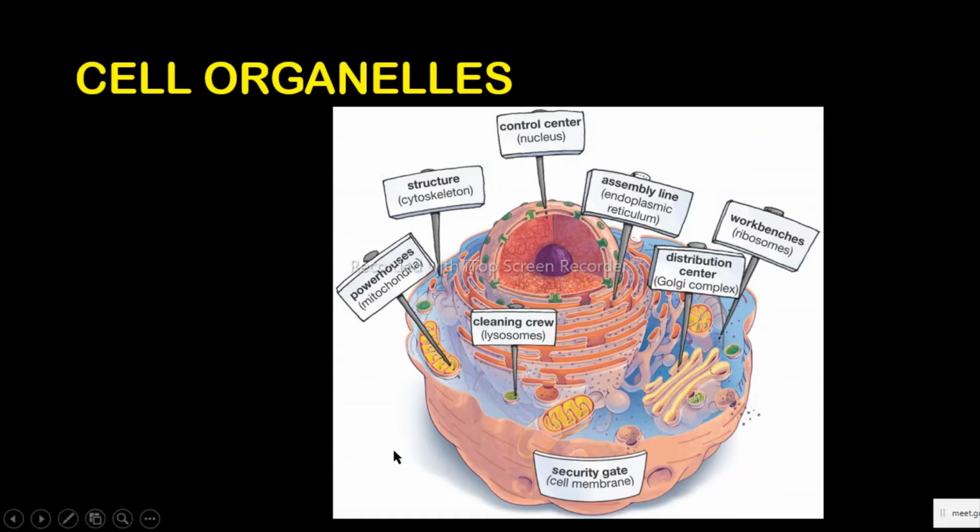So let's talk about cell organelles. I got amazed when I saw this picture. You can see you have the security gate here. Then you have the cleaning crew, which is responsible for cleaning. Then you have your kitchen, the powerhouse. Then you have the skeleton. Then the control center, which is the nucleus. Then you have the industry, the assembly unit, and then the work benches, the ribosomes.